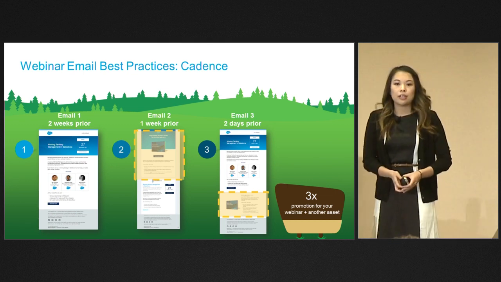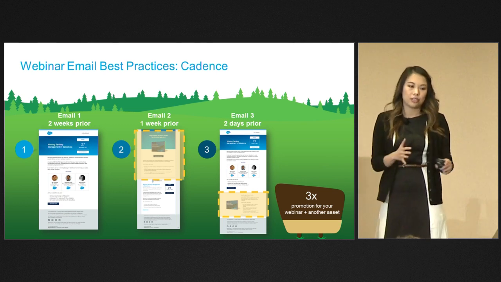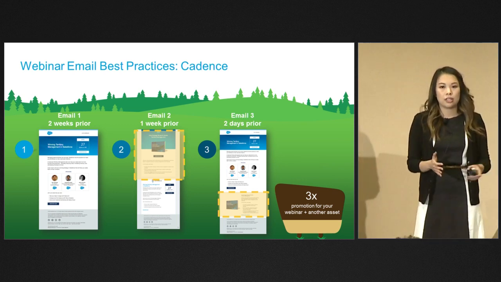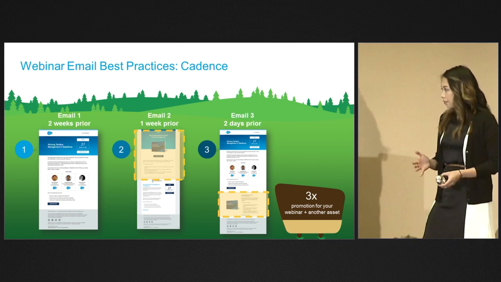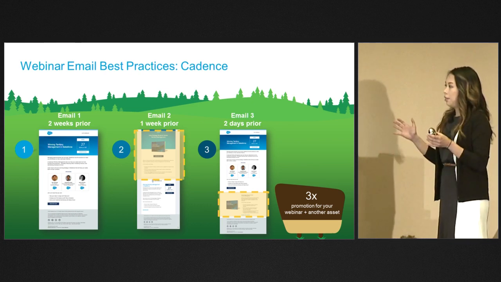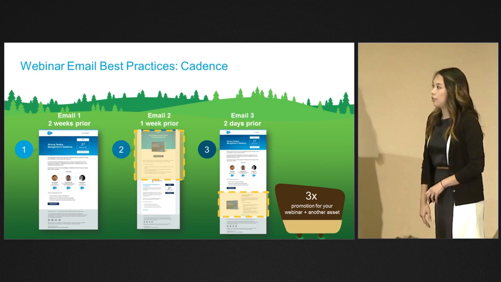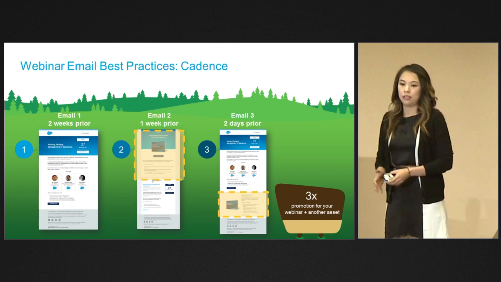Then 2 days prior to the actual webinar, we'll send another email, and this is a great chance to use some urgency messaging like last chance to sign up, something like that. So again, the webinar becomes primary again, and then you have either a new ebook or the one that you used before. So just a cool way to get a lot of touches for a certain offer.